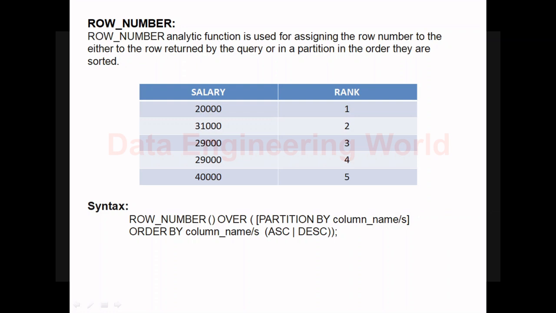The last analytical function is row number. It assigns a unique number to each row, either in a group or in each row returned by the query. For a consistent result, the query must be sorted on a specific column like we did in case of rank and dense rank analytical functions.